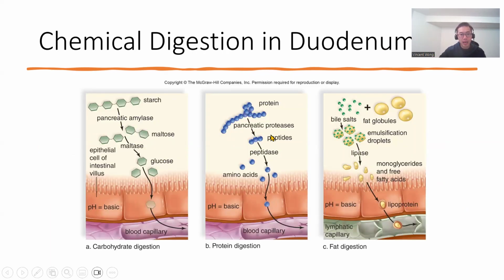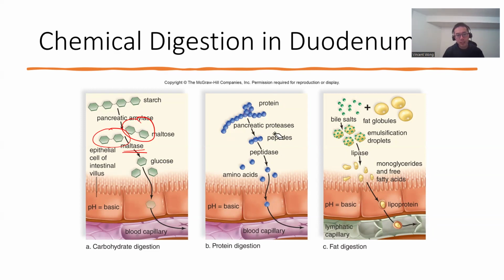So this shows you how it actually happens. So let's say there's a starch here, which is basically a long chain of glucose. The amylase is going to break it down into maltose maybe, and then you will need a maltase to break it down into glucose. Then you will absorb it into the blood. Remember, the digestion happens in the duodenum, but then the absorption is going to happen in the jejunum and the ileum, the latter two parts of the small intestine.